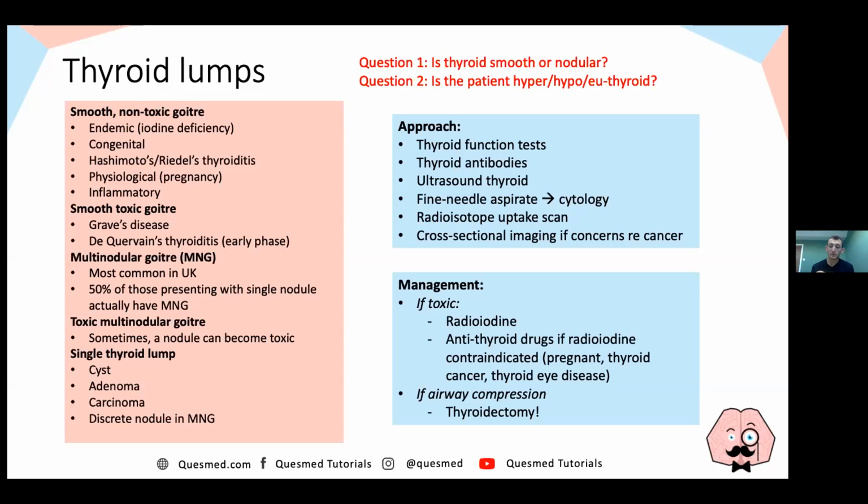If radioiodine is contraindicated, then you can give antithyroid drugs. So radioiodine is contraindicated in pregnant women, in thyroid cancers, and when you have thyroid eye disease. And if there's any airway compression from the goiter or the lump in the thyroid, then a thyroidectomy is required urgently.